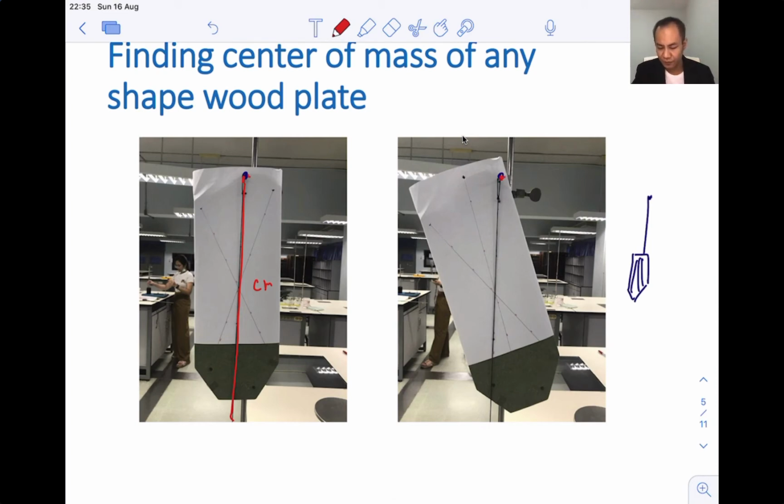So now we have two lines. First we have this line, right? And second we have this line. Okay, and we do it again. So finally we will have three lines, from which we can determine the center of mass here.